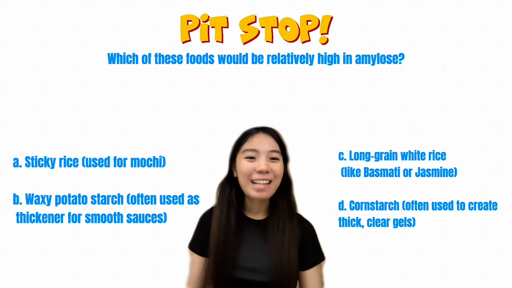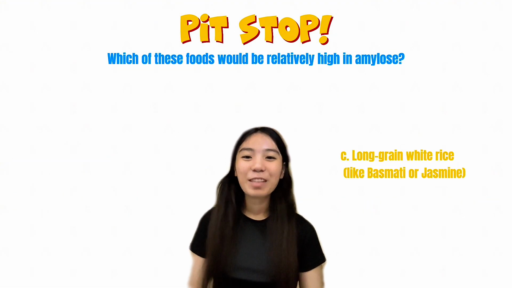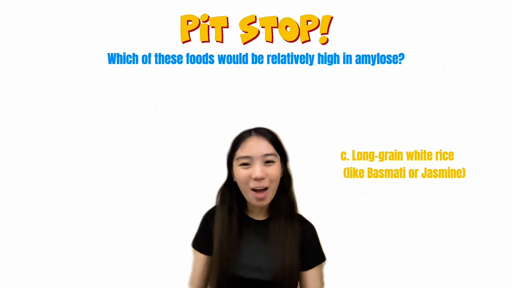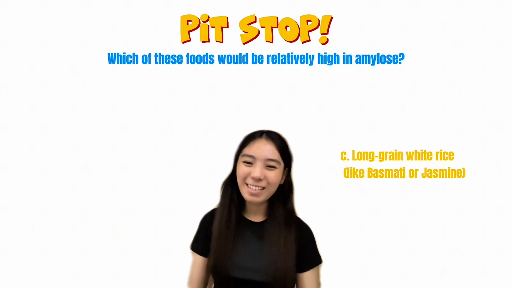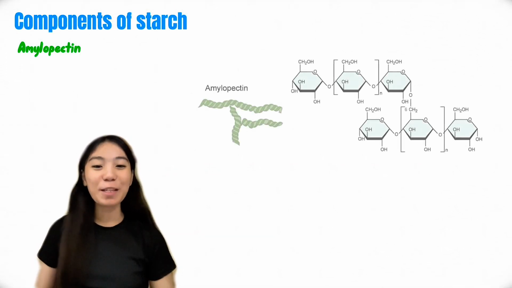So the correct answer is C. If you got it right, great job! You're on the right track. If not, no worries. That's why we're here, to learn, not to be perfect. So let's keep going. Next, let's meet amylopectin.